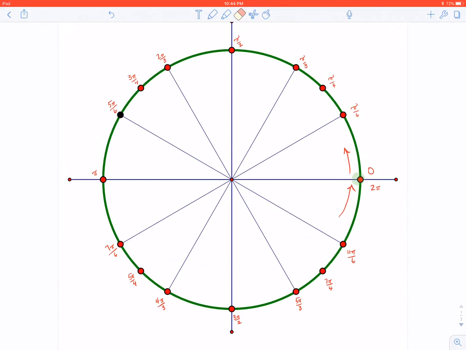So there you have the radian positions going around the unit circle. If you can count, then you can do the radian positions around the unit circle.